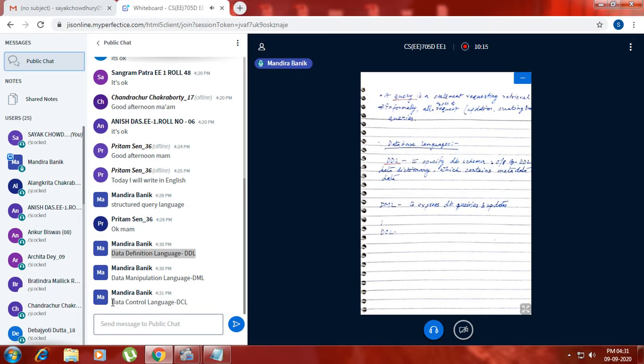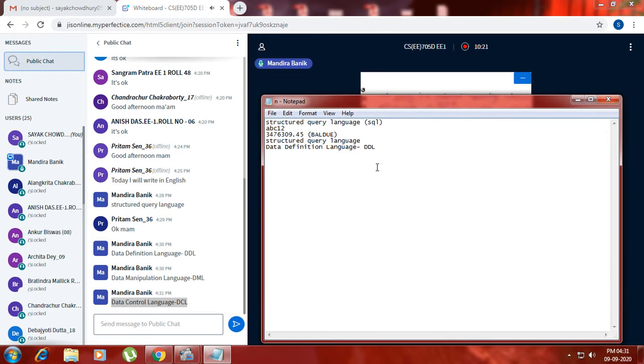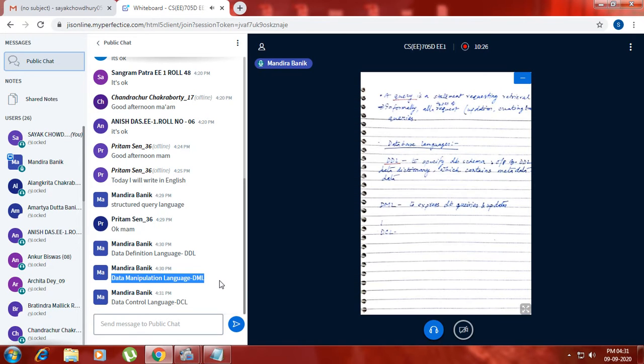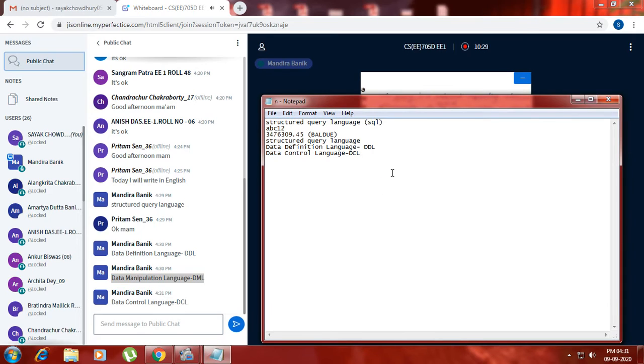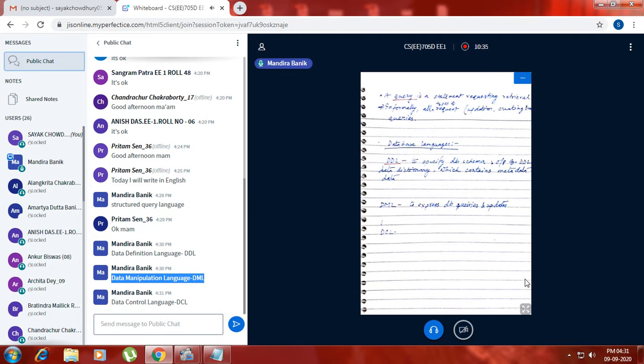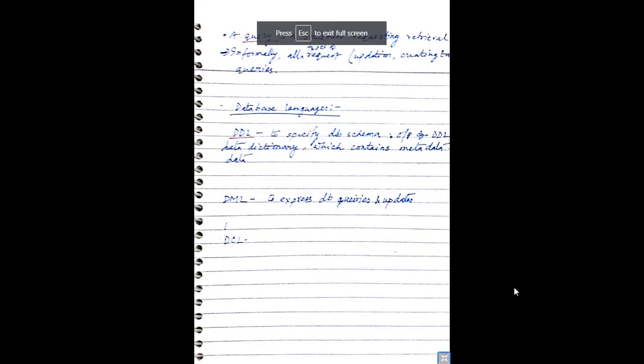So now, DDL works on the schema of the table. DDL, or data definition language, is working on the schema of the database, or the structure of the database. You have already done create table. Using the create table command, you can create the structure of the database. You are just making the structure. So create is an example of DDL. Carefully remember the examples.